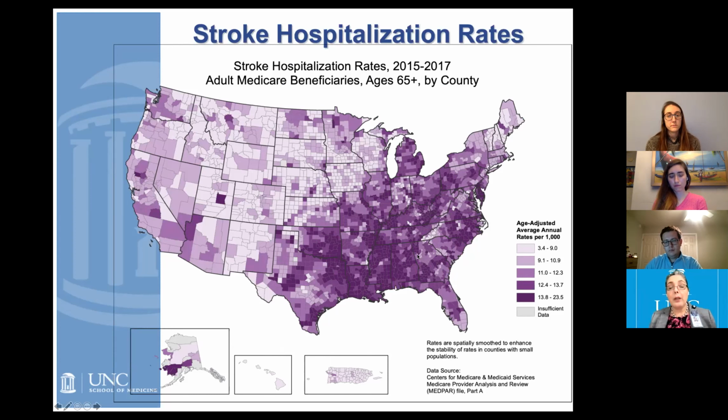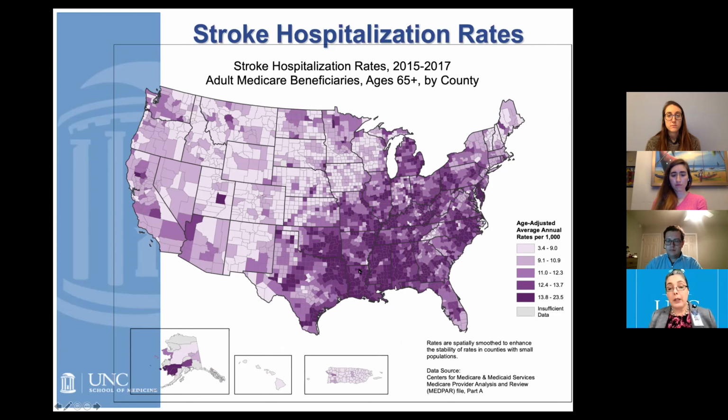And so we are called the stroke belt. That's what this area of the US is called. And North Carolina and South Carolina carry the title of the buckle of the stroke belt because we actually have even higher rates than everybody else. So it's really important that in North Carolina, we have these high rates. And as a result, some of the people in the state are doing work to not just improve care for stroke patients, but to understand these disparities.